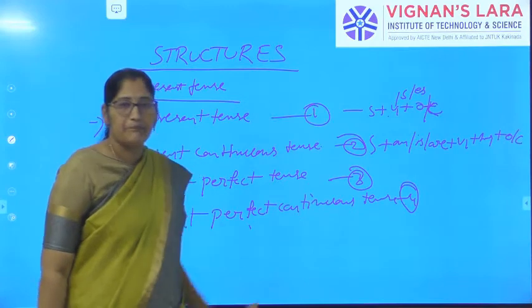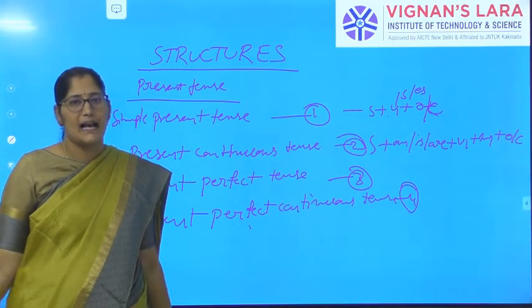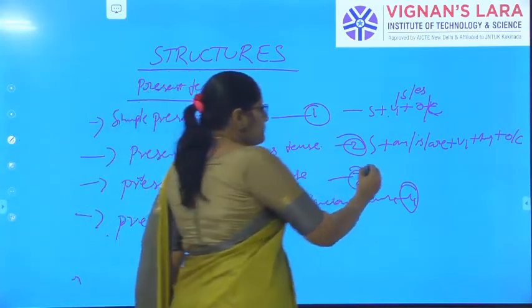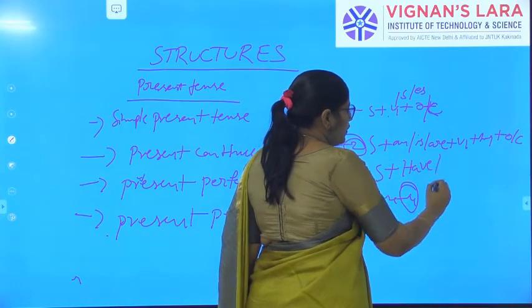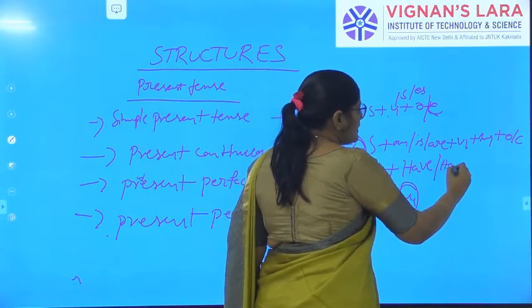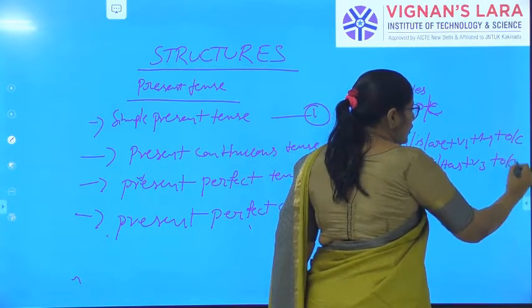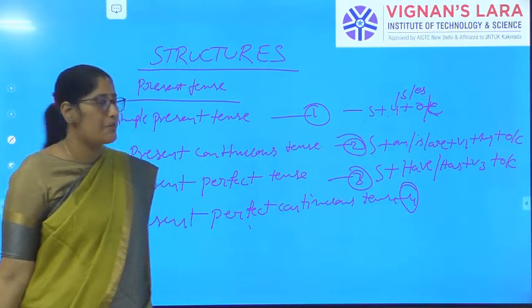We will go with the present perfect tense. For this we can say just completed actions. That would be: subject plus have or has plus V3 plus object or complement. Subject plus have or has plus V3 plus object or complement.